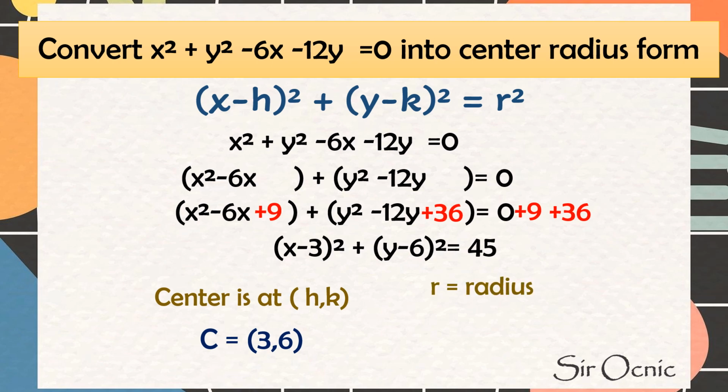From the equation, we know that r squared is equal to 45. Therefore, by getting the square root of both sides, we can identify the value of r, and that is r equals square root of 45. Take note that the square root of 45 can be simplified. 45 is factorable to 9 and 5, therefore, r is equal to 3 square root of 5.